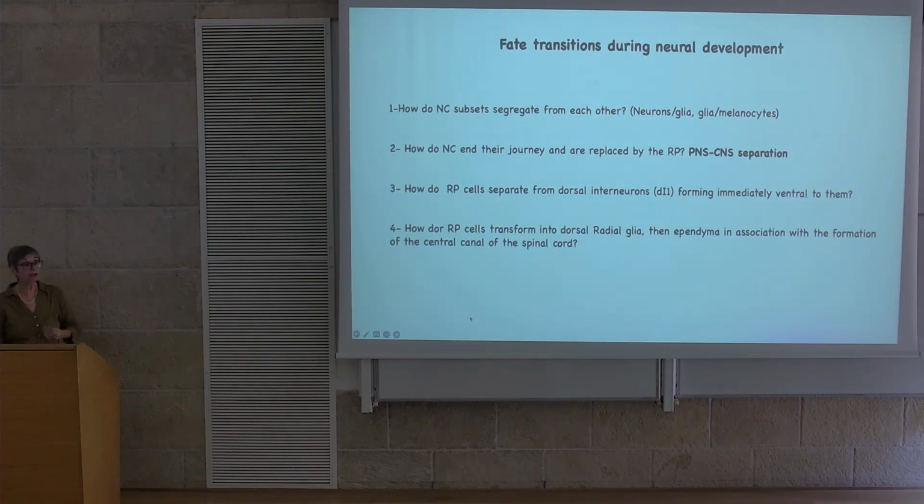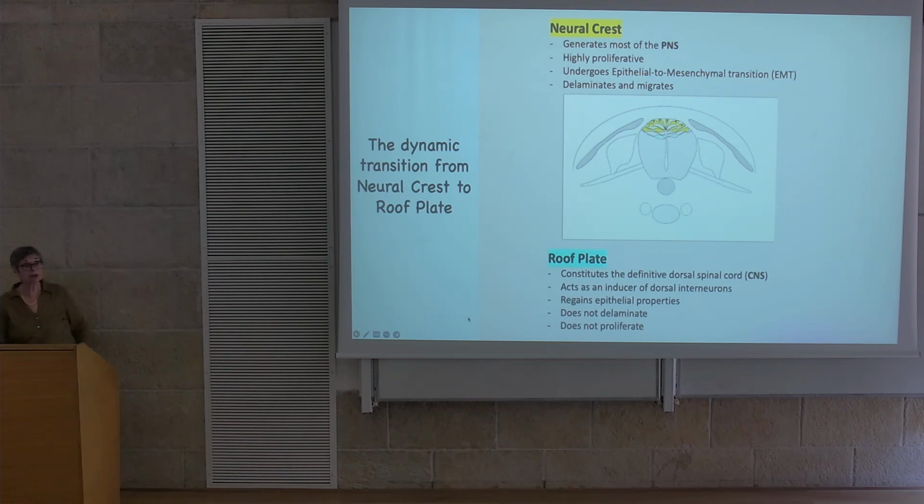Different people in the lab work on these different topics, and let's concentrate on how crest cells end their journey and how we transit into the roof plate. So what is the crest? It generates most of the PNS. These are highly proliferative cells, undergo EMT, and they delaminate and migrate. But all of a sudden they stop, and we are left with a roof plate that constitutes the definitive dorsal spinal cord, namely the CNS. They act as an inducer, via molecules that we know already, of dorsal interneurons, regain pseudostratified epithelial properties, do not delaminate, and they exit the cell cycle.